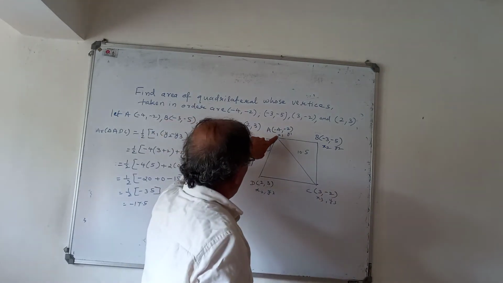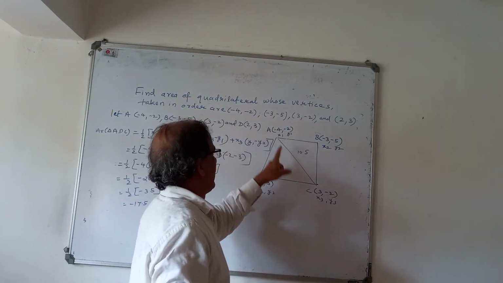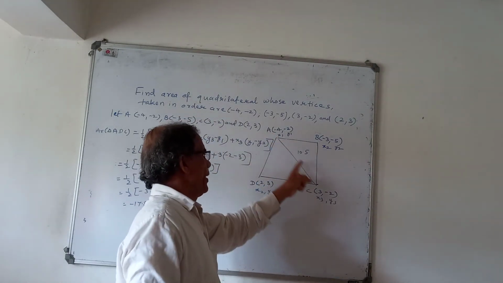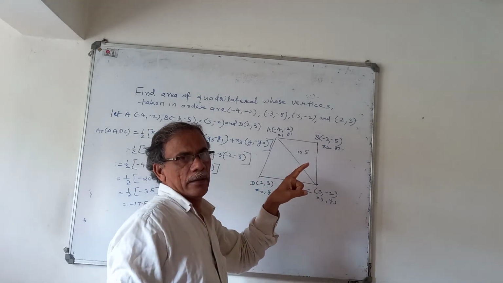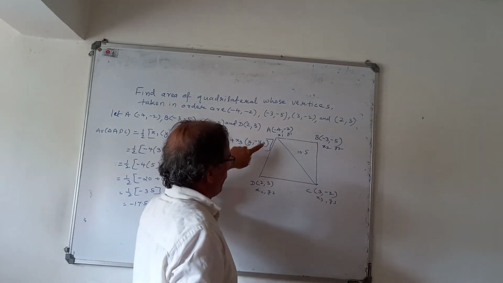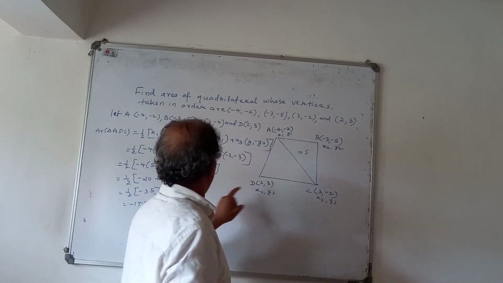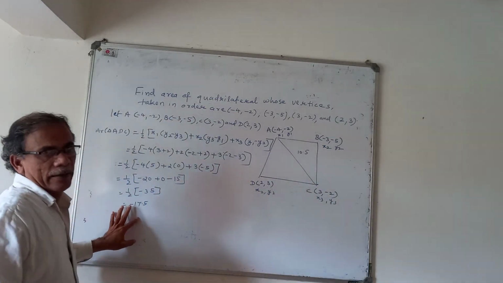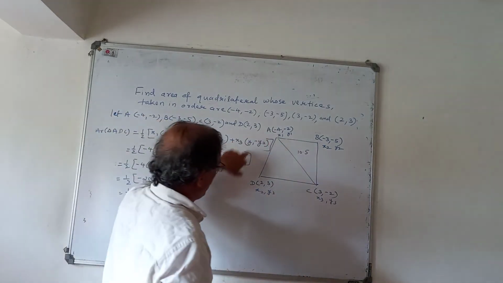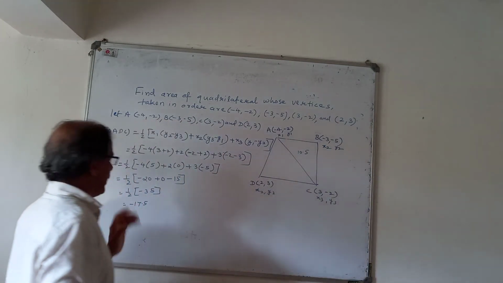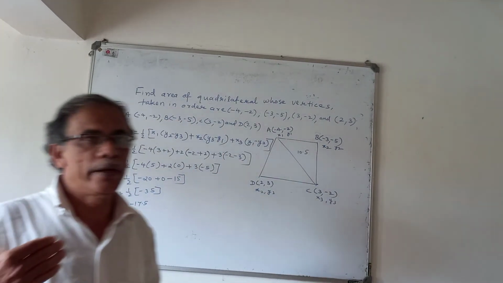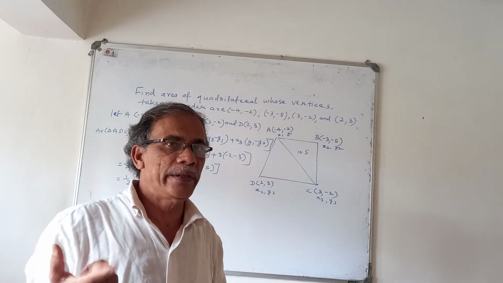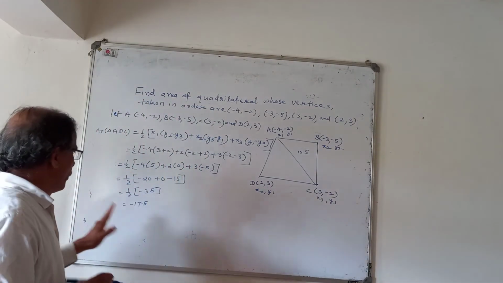Now we have taken ADC. If we had taken ACD, going in the clockwise direction, in ADC we moved anti-clockwise. If you come in this way, you will get it directly positive. Here, as we are going in this way, we are getting this negative answer. Now we are finding area, and area cannot be negative. So here we have to write one statement.